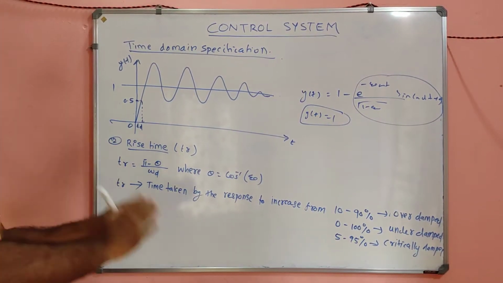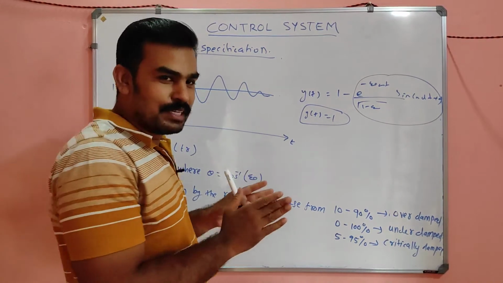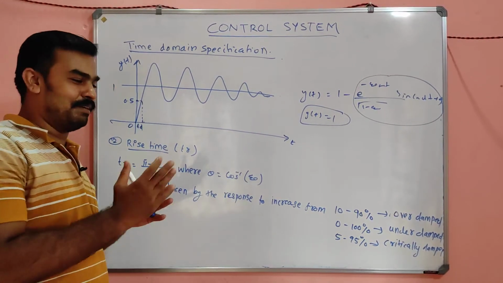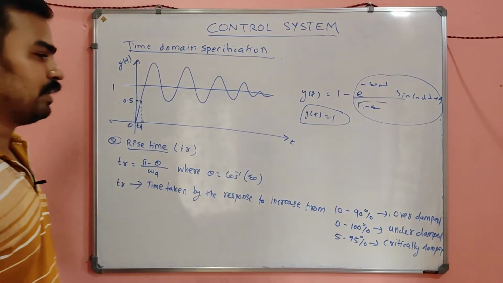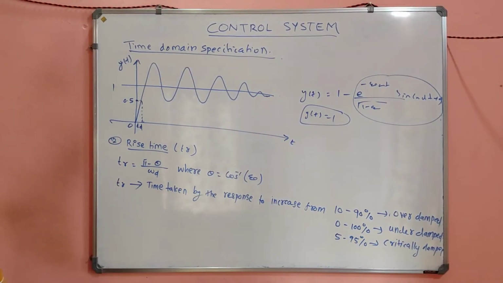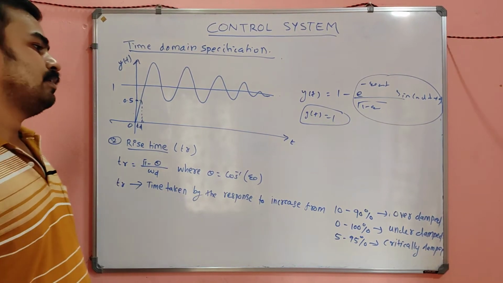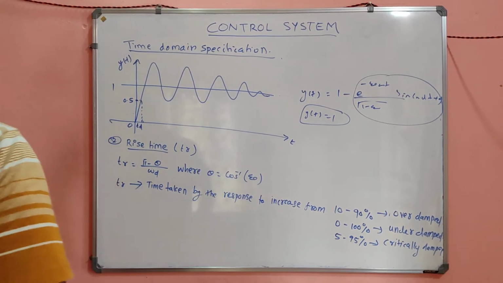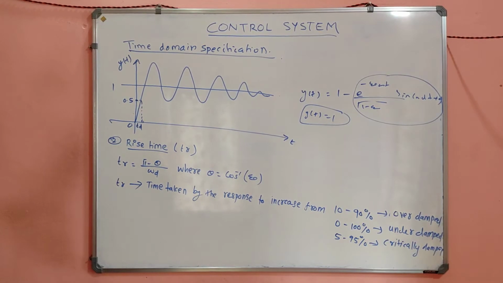This you have to always remember. I am very confused; sometimes I forget, because this is that confusing. So 10 to 90 is overdamped, and underdamped means 0 to 100, and critically damped means 5 to 95%.